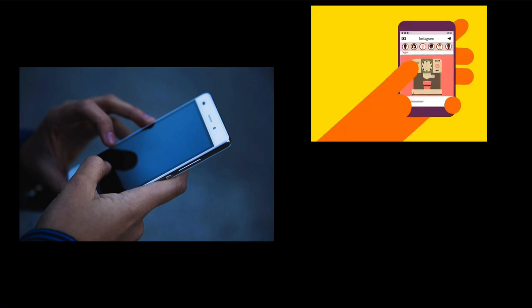Lots of people have become used to tapping, swiping, and scrolling to access information and entertainment. But how do these everyday devices work? We can see touch screens everywhere. They've become a part of our everyday lives.